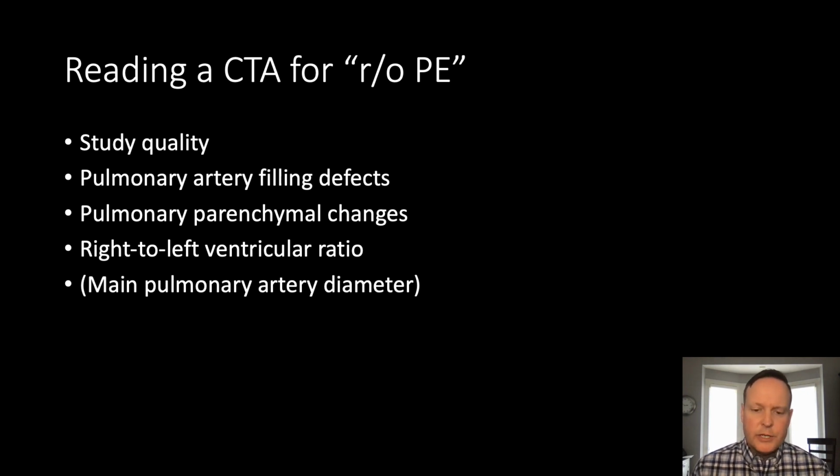So on an evaluation of a CT angiogram for pulmonary embolism, whether the indication is rule out PE or some other respiratory symptom where you're considering pulmonary embolism, there are some specifics that I would recommend for every single study. Some of these specifically are study quality, pulmonary artery filling defects, pulmonary parenchymal changes, right to left ventricular ratio, and then just as an extra consideration, main pulmonary artery diameter.